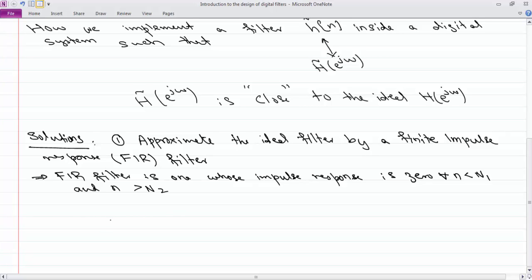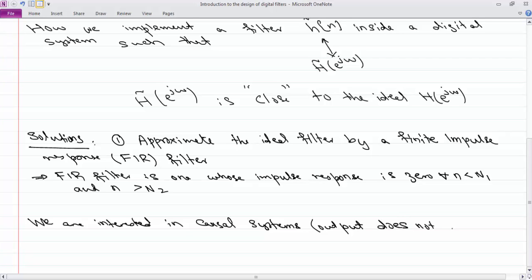Now, of course, we are interested always in causal systems. Causal filters, the definition of which you saw in your earlier class, is that the output of the system does not depend on future input.